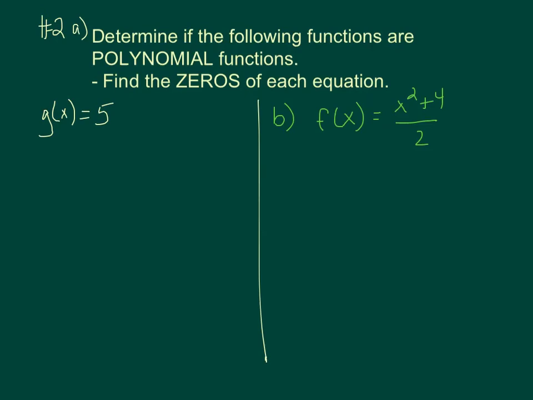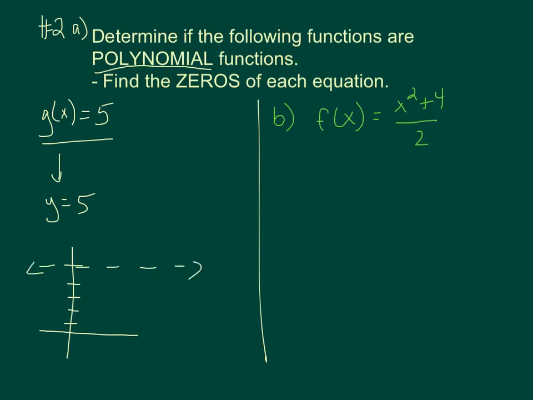So let's do a couple examples here. If g of x is equal to 5, determine if it's a polynomial function. Well, g of x equals 5, let's see here. That just says y equals 5, right? Well, what's that look like if you sketch it? 1, 2, 3, 4, 5. You've seen that before. This is one of those special guys.